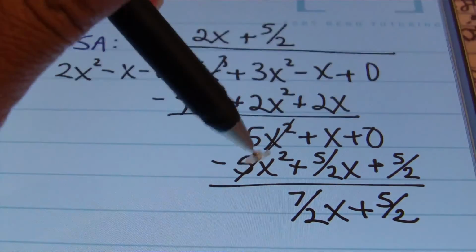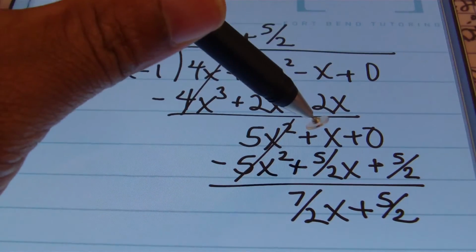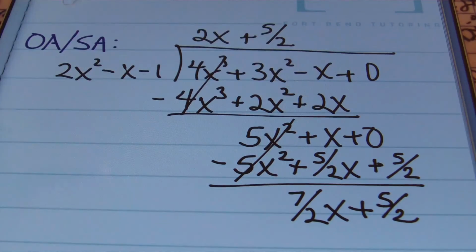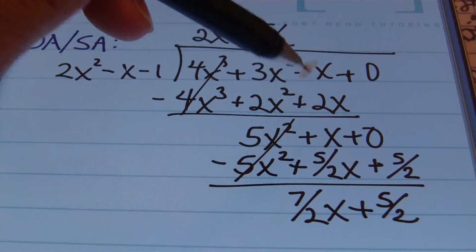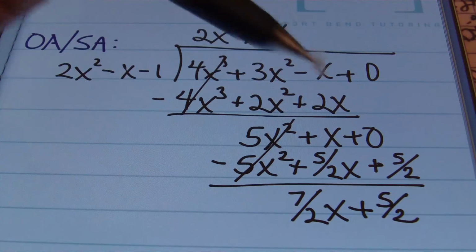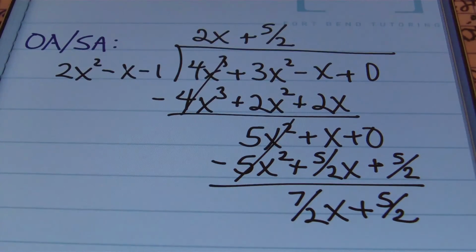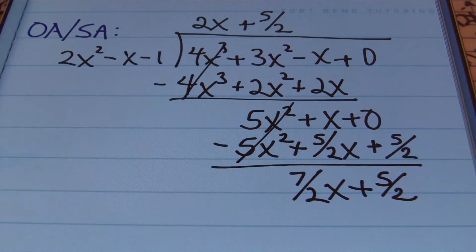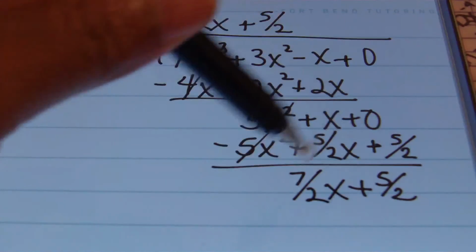All right. In order to get that 7 halves x, I made that 1x into 2 over 2x. So I changed the coefficient of 1 into 2 over 2, added that to 5 halves, that gave me that 7 halves there. All right. There you have it. So now that I have this, since the highest degree in the divisor is higher than that of what I'm trying to go into, this is considered my remainder.